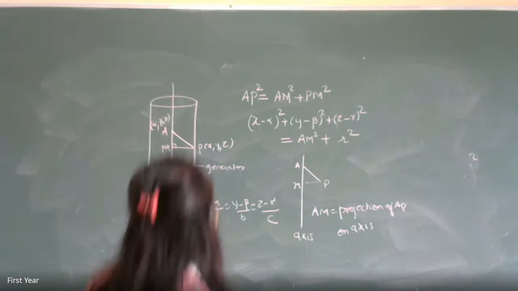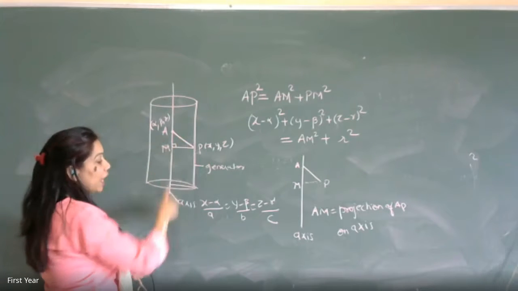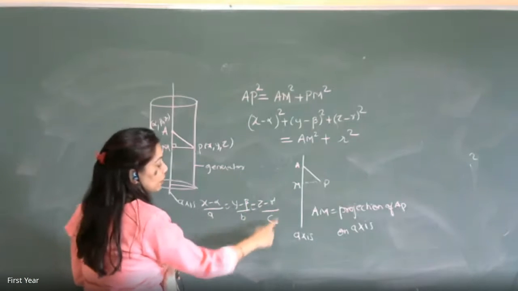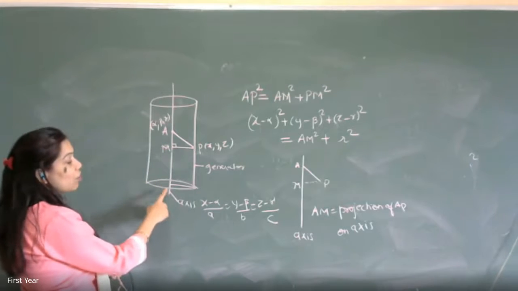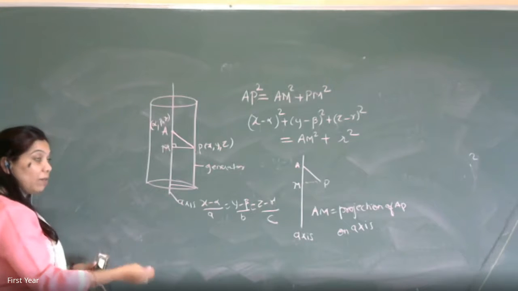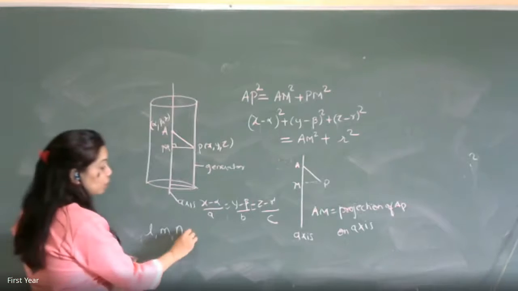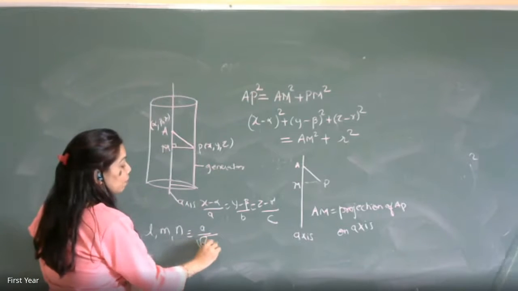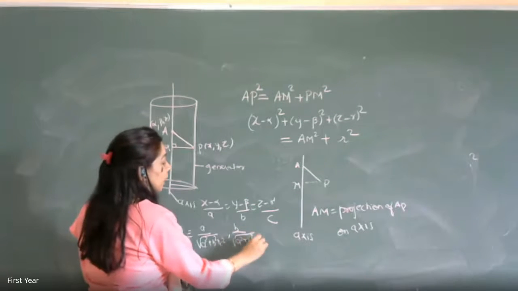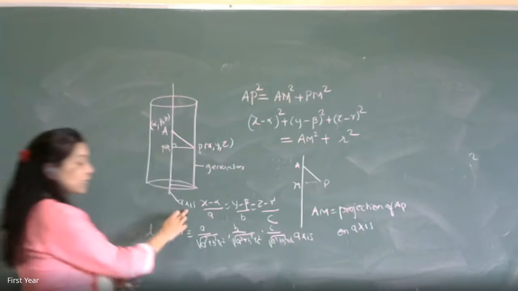Okay. So now when I want to find the equation of this right circular cylinder, I said that AM is the projection of AP on the axis. So what is your axis? X minus alpha by A is equal to y minus beta by B is equal to z minus gamma by C. So what you should know of the line on which it is getting projected, the axis, is its direction cosines. So what are those now? A upon square root of A square plus B square plus C square, B upon square root of A square plus B square plus C square, and C upon square root of A square plus B square plus C square. If this is your axis, then these are its direction cosines.